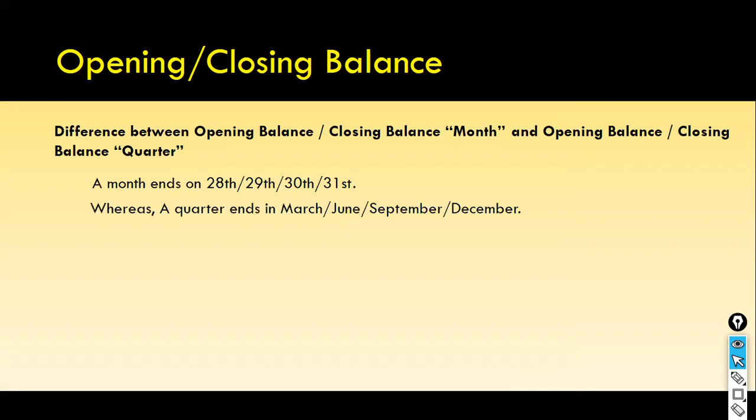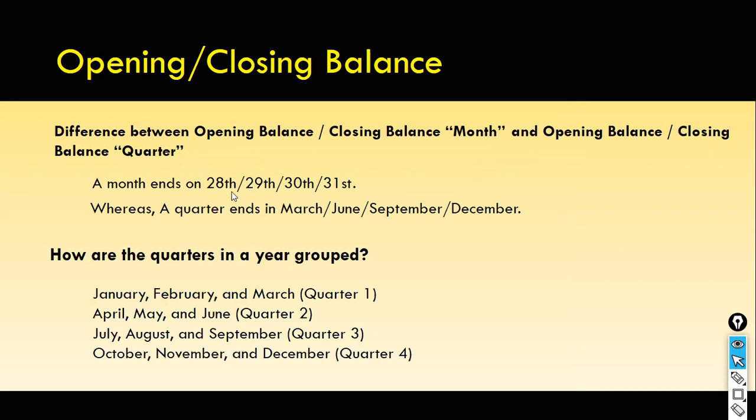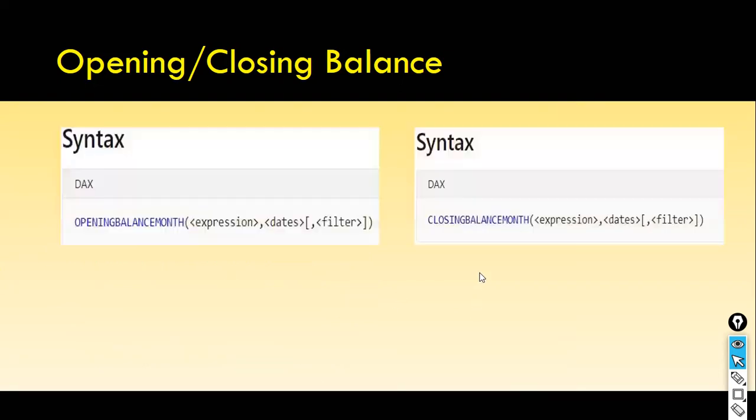Look here, the difference between opening balance and closing balance for a month, and opening balance and closing balance for a quarter also you can find out. We know very well the month ends on either 28th or 29th in the case of leap year, and 30th and 31st, whereas a quarter ends in March, June, September, December. So here are the quarters in a year. We group it like this, okay? These functions are really helpful: opening balance month, closing balance month.